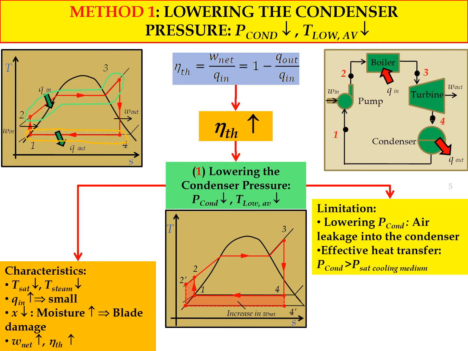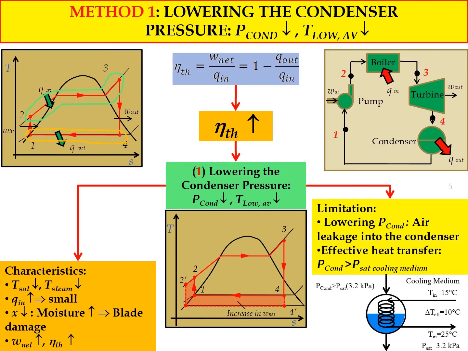However, in this case we have a limitation. By lowering the P condenser, which is the pressure of the condenser, we can have air leakage into the condenser, and also we have ineffective heat transfer, whereby the pressure of the condenser should not be lower than the pressure of the cooling medium. Let's say we use water from a nearby pond or lake, so the effective temperature is 10 degrees Celsius, and the pressure is at 3.2 kPa. So the pressure of the condenser should be larger than 3.2 kPa.